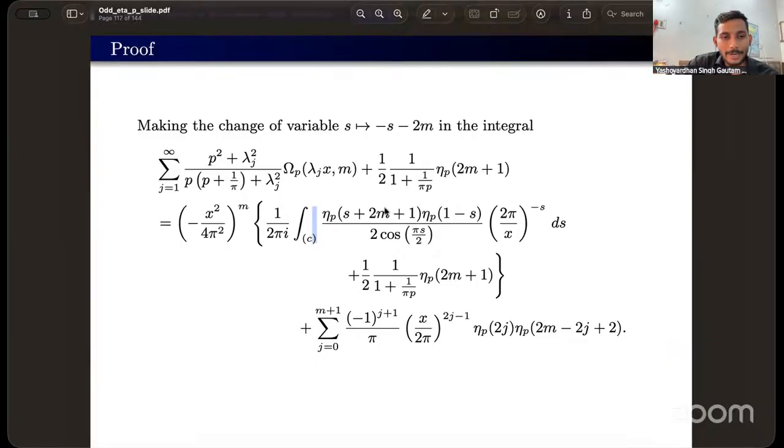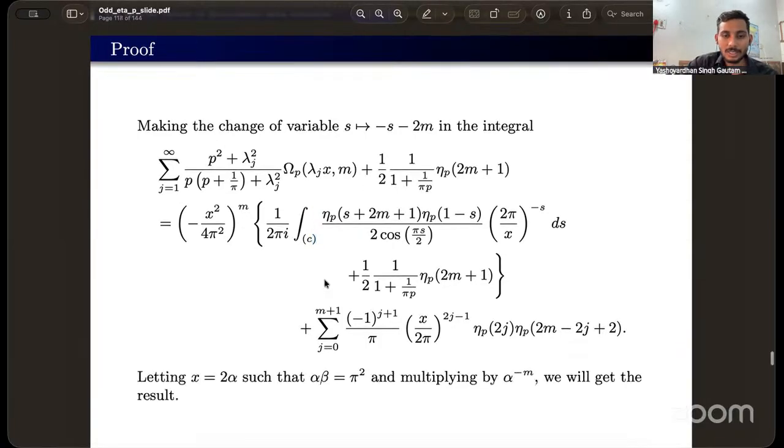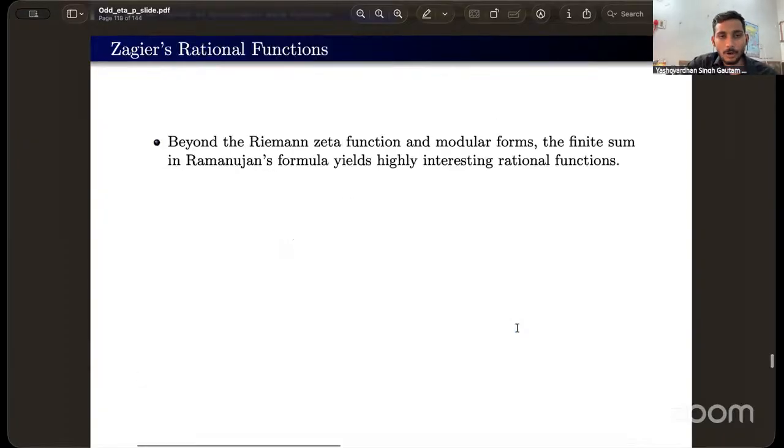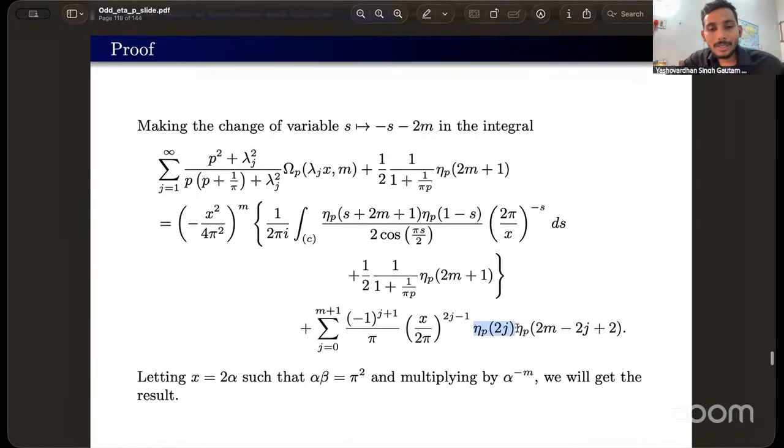Comparing with the infinite series that we had previously, we get this result with suitable changes. We choose x equal to 2 alpha, multiply by alpha to the power minus m on both sides, and use Euler's formula for the eta p function. After putting all these things together, we are able to get the result for eta p at odd integers. This is all about eta p at odd and even integers that we have.